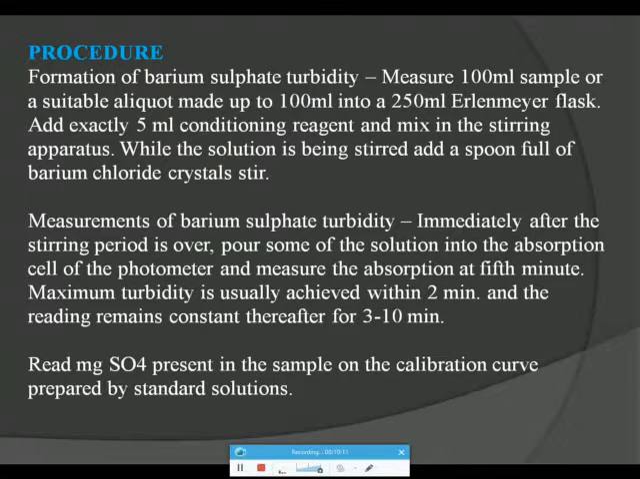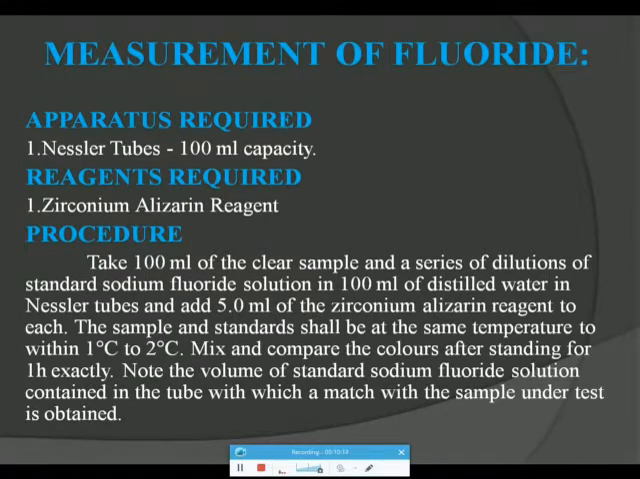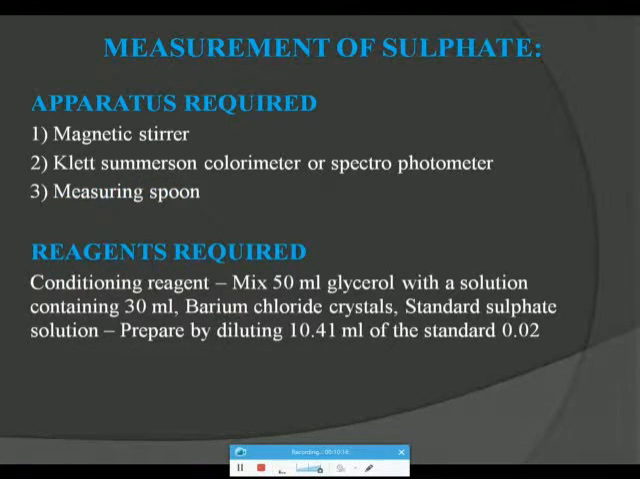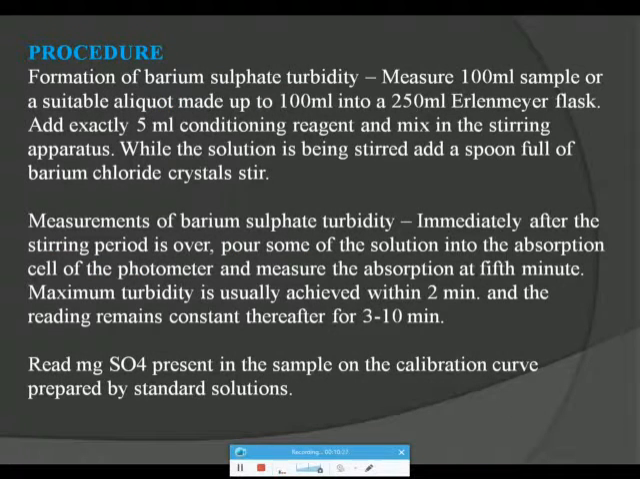Measurement of sulfate. Reagent required: conditioning reagent. Mix 50 ml glycerol with the solution containing 30 ml. Procedure: formation of barium sulfate turbidity. Measure 100 ml of sample, or a suitable aliquot made up to 100 ml, into a 250 ml conical flask.